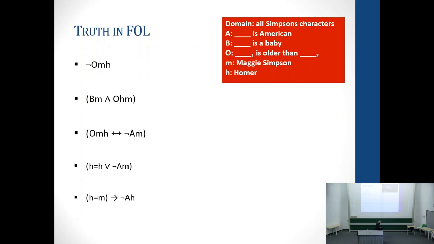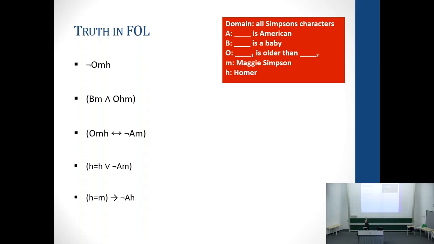Good, but let's think, right? Let's drop the negation for a second, come back to it. Is OMH true on this interpretation? It's false, right? Why is it false? Because in order for OMH to be true, Maggie has to stand in the is older than relation to Homer. Right?